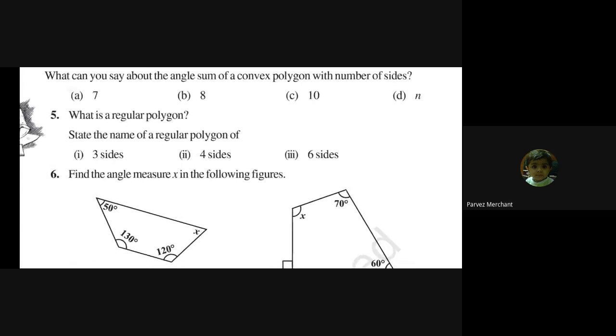Okay, now you can see question number 5. What is a regular polygon? State the name of a regular polygon of 3 sides, of 4 sides, and 6 sides. Just give me the answer. Three sides, equilateral triangle; four sides, square; and six sides, a regular hexagon. Very good. For 3 sides, it is an equilateral triangle. For 4 sides, it is a square, and for 6 sides, it is a regular hexagon. Very good.